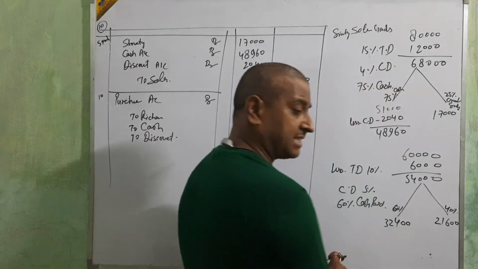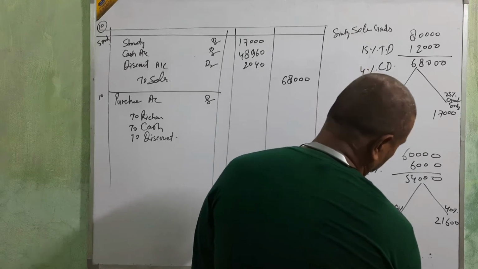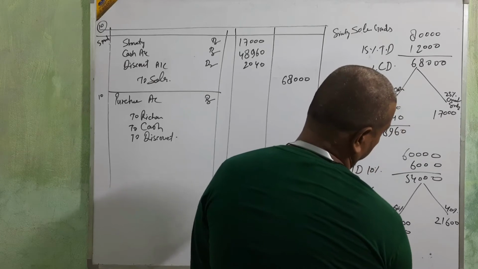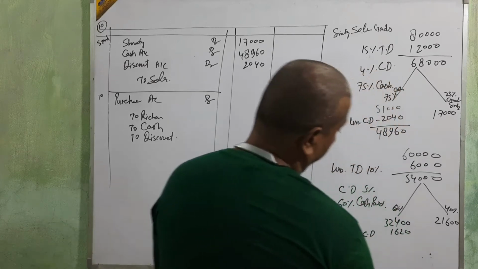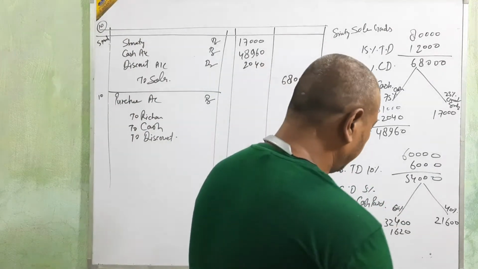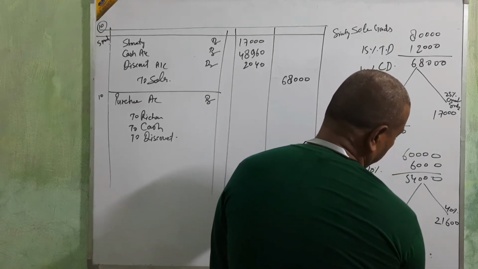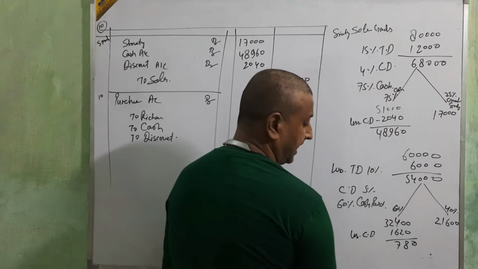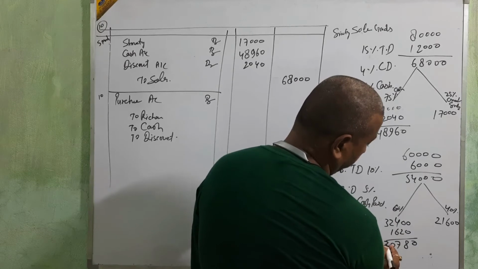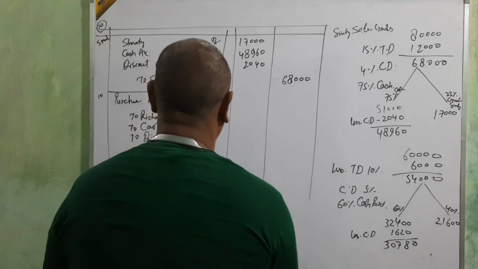Okay, this is cash and then less cash discount 5% of this amount. 5% of this amount, 10% is 3,240. So half of that is 1,620. Okay, 32,400 minus 1,620 is 30,780. Only this is the amount.